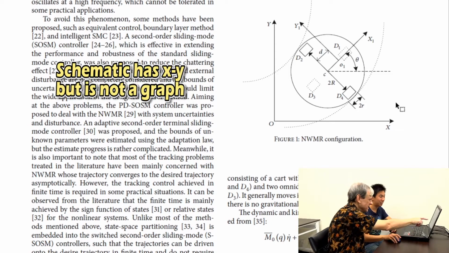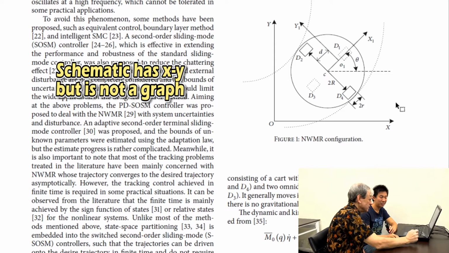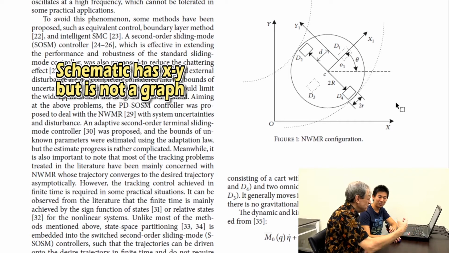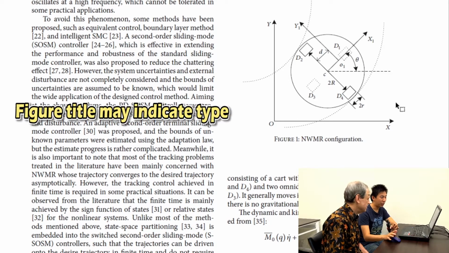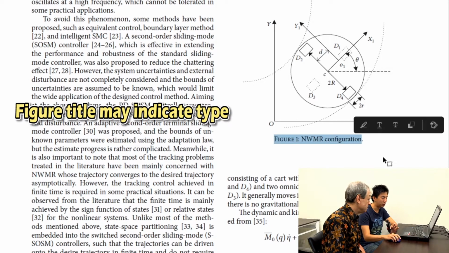Right, it's an XY, so you might think that this is a graph, but it's really showing a physical situation. Yeah. So it's not a graph in the traditional sense of a graph. So some things may be hard to interpret, whether it's a graph or an illustration, especially if it's specific to a particular field. I think another thing that can help is the figure title, because this one is really obvious. It's NWMR configuration. So yeah, it shows that it's not a graph. Right.